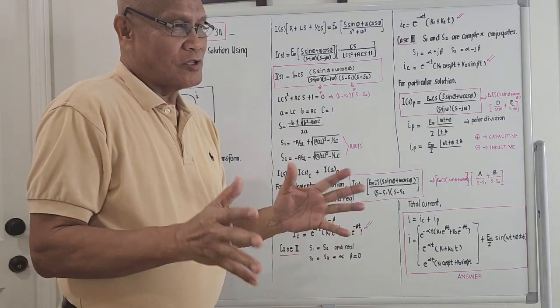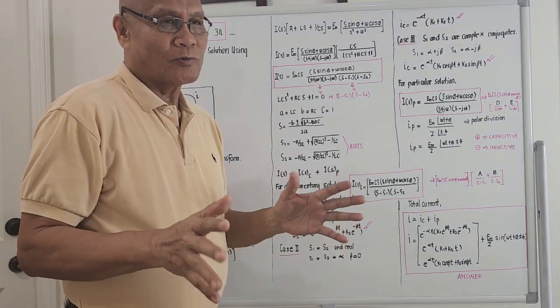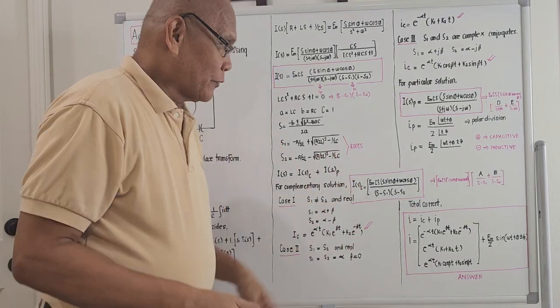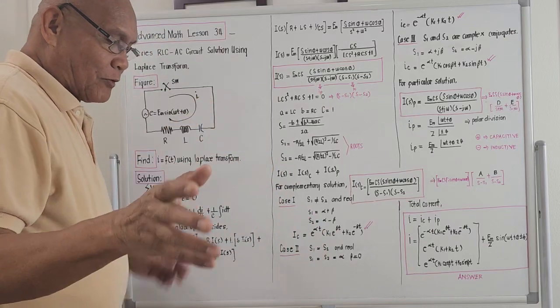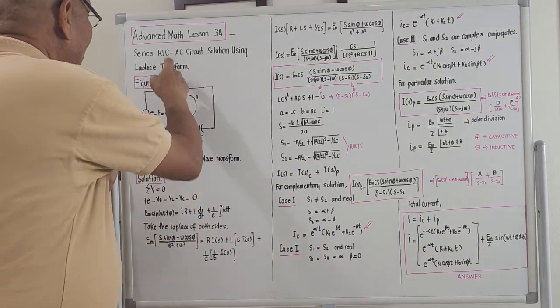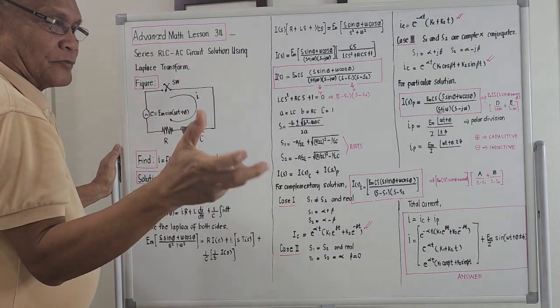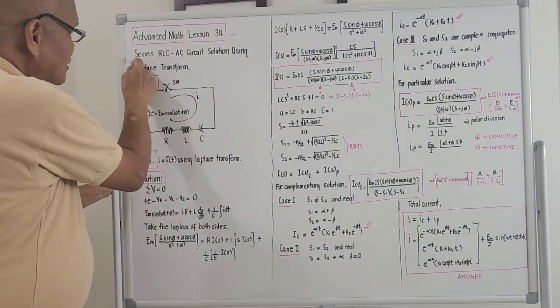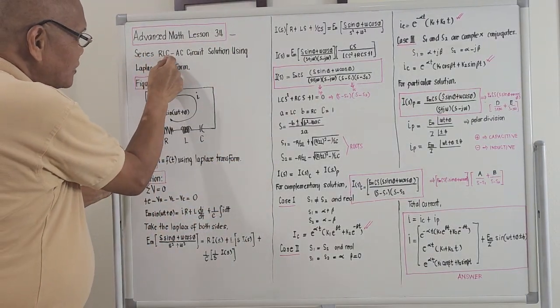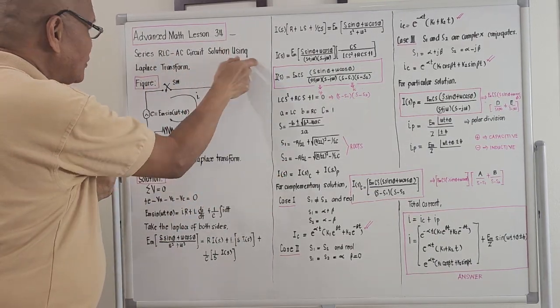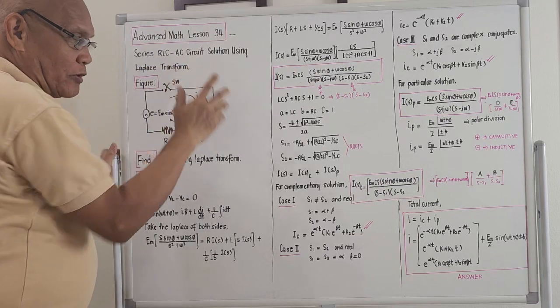Almost done. This will be the last part of the so-called circuit analysis by using Laplace transform. The topic for tonight will be advanced math, lesson number 34. The circuit is a series RLC-AC circuit. The solution should be by using Laplace transform.